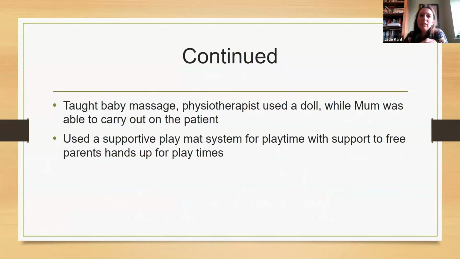It's how we went. We did also teach the parents baby massage, and the physiotherapist used a doll while mum carried it out on the child. The other thing that we instigated very early on, because this child was such low level, is we were able to get a supportive play mat system, so that it frees parents' hands up and they can be in front of their baby and just play like a typical family, as opposed to thinking, how am I going to be able to hold them in this position and do this?